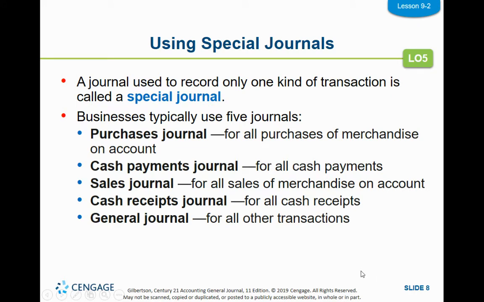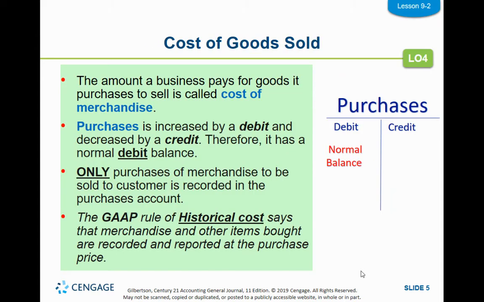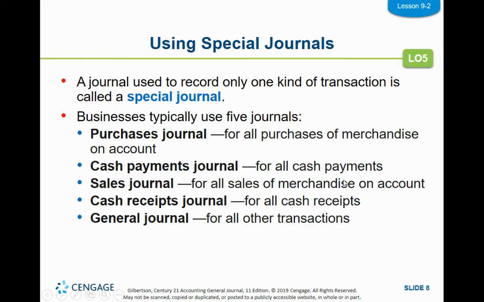Before we record that transaction, we are going to introduce some new journals. So far, we've been using just the general journal. We are now going to start looking at what we call special journals. A special journal is a journal that has special columns on it. The ones we're going to use in this chapter are the purchases journal and the cash payments journal. The purchases journal is for anytime you purchase merchandise. Whenever you do a transaction that's going to be a debit to purchases, it goes in the purchases journal. That's the only thing that ever goes in the purchases journal.